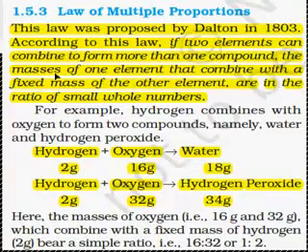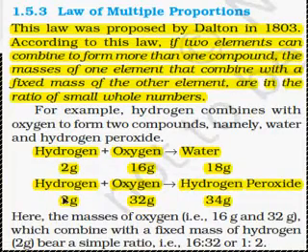Law of multiple proportions. This law was proposed by Dalton in 1803. According to this law, if two elements can combine to form more than one compound, the masses of one element that combine with a fixed mass of the other element are in the ratio of small whole numbers. So they have given you an example. For example, hydrogen combines with oxygen to form water as well as hydrogen peroxide.